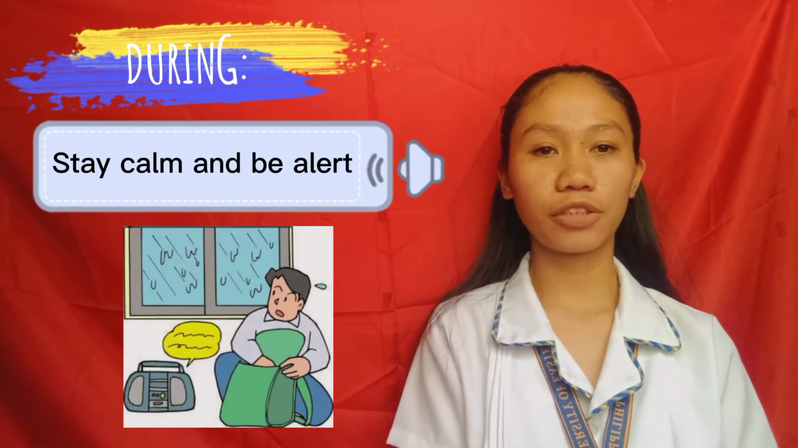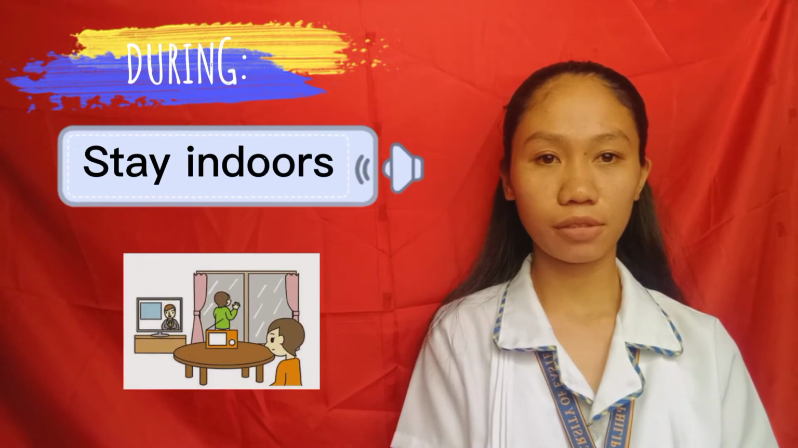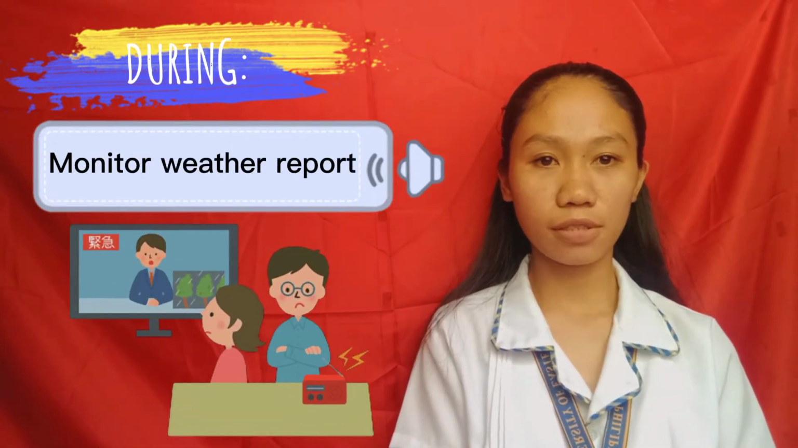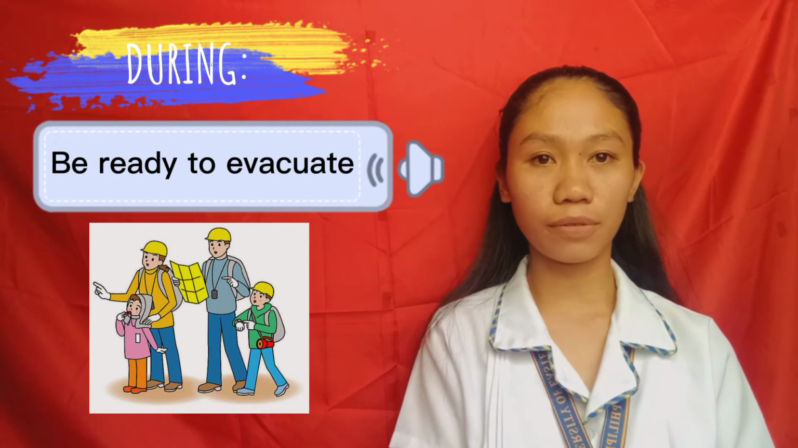The things that we need to do during a typhoon are: stay calm and be alert. Stay indoors. Monitor weather reports. And the last one is be ready to evacuate in case of emergency.